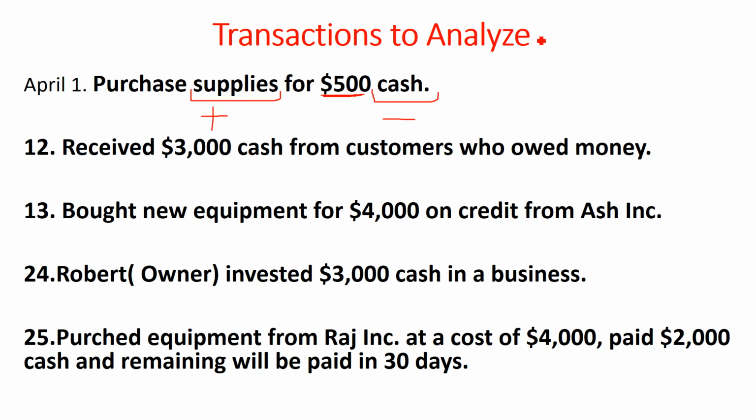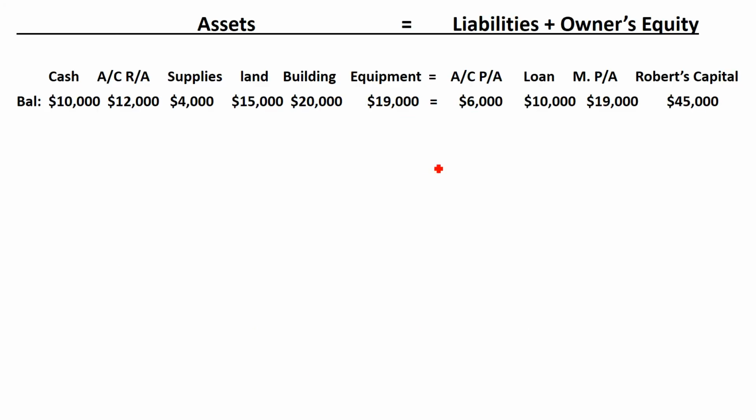Suppose you have $1,000 and you buy supplies of 500, so now you have 500 cash remaining. So cash is decreasing and your supplies are increasing. The fourth point is whether your balance sheet is balanced or not. So I will show you how to record it.